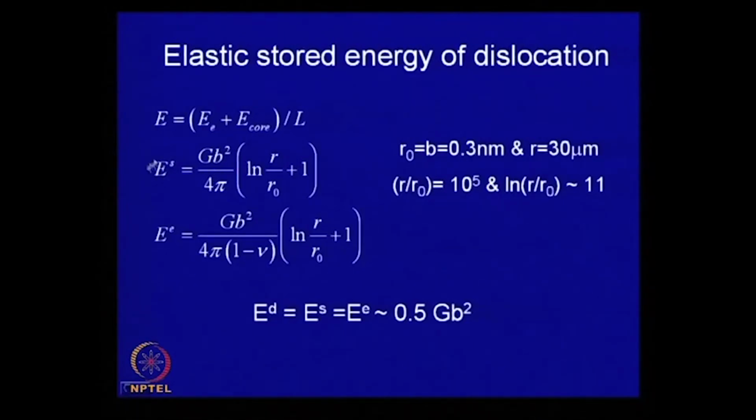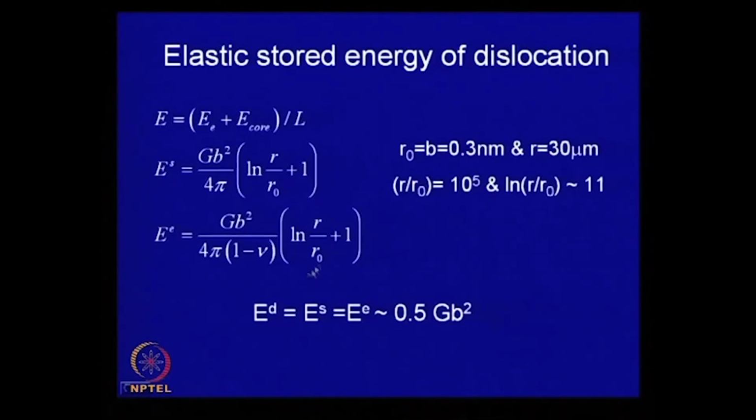This we have derived for the screw dislocation. For an edge dislocation, you have more components of stress, like the normal component. That is why you get a factor 1 minus nu, where nu is the Poisson ratio. For many metals, this Poisson ratio may be about 1/3 or 0.3. So, basically, the stored energy in the case of an edge dislocation will be a little higher than that of a screw dislocation.